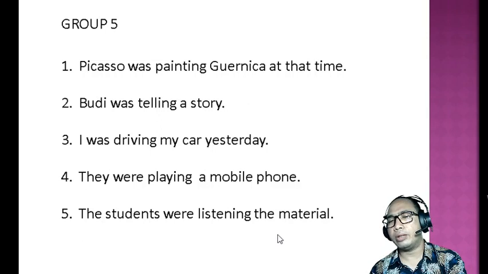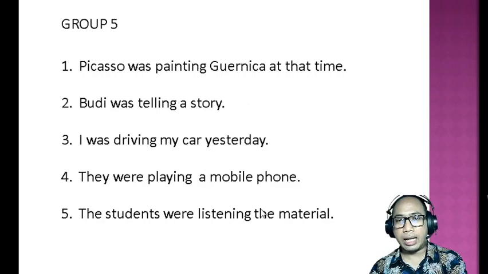Okay, can you guess it? What is the tense? And then please change into passive together with your friends. I believe that you can do that. I give you some minutes to discuss.